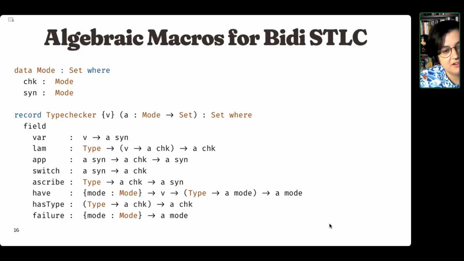For those who are not familiar with bidirectional, the idea is that type checking has two judgments. One is that terms can be checked against a type, and also that given a term, you can synthesize a type for said term. And here we add switch and ascribe, which are operations that are necessary for this bidirectional implementation of STLC.